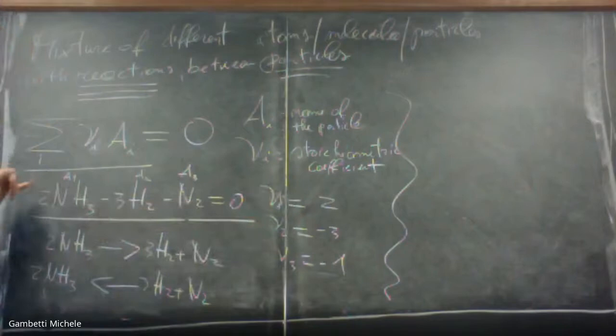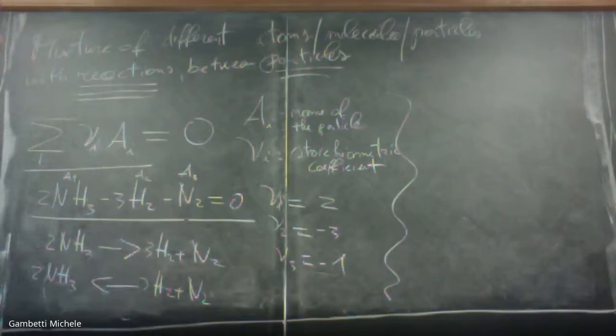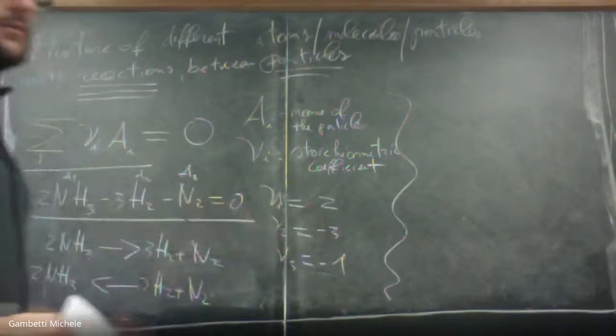Of course, I could also do the opposite, in a sense I could write this with an overall minus 1, and it would be minus 2, plus 3, plus 1. But this is not important. I'm free to choose whatever I want, so they are determined up to a factor of minus 1. And, okay, this is chemistry.